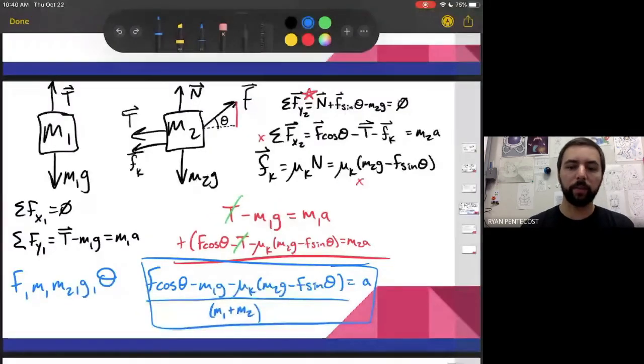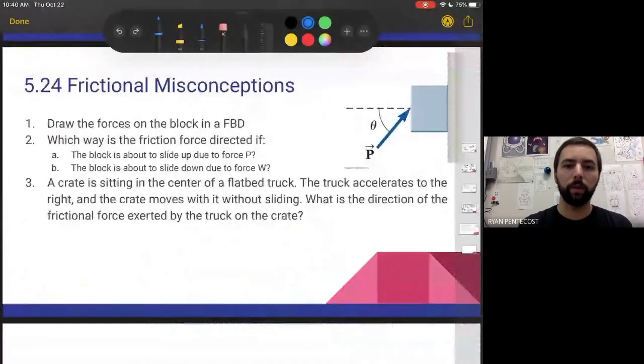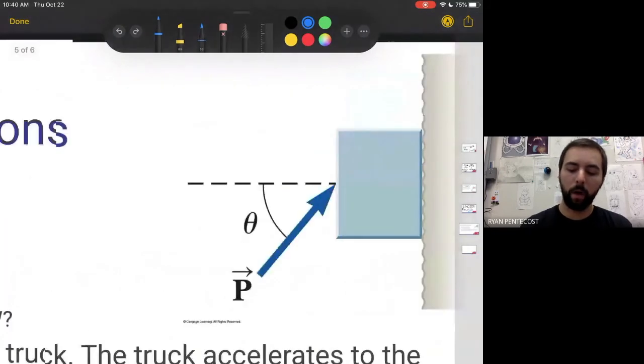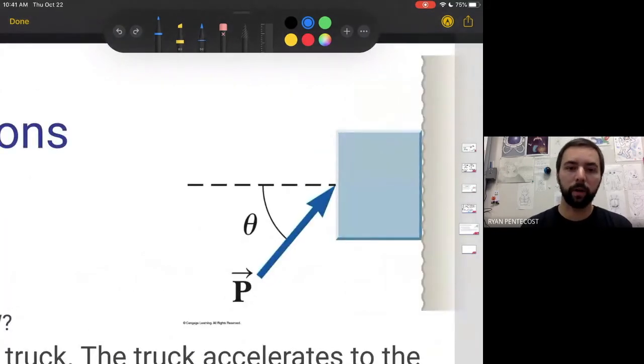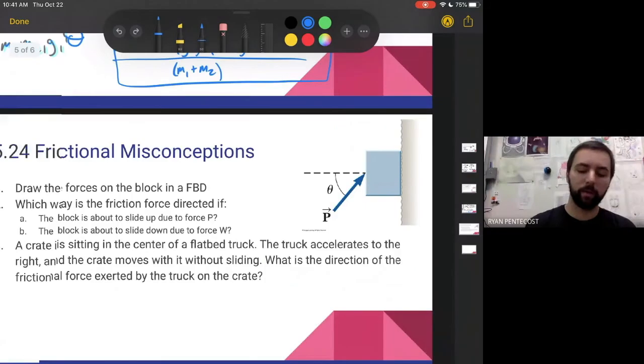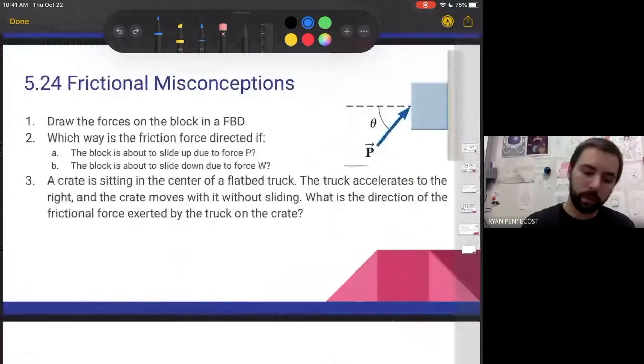All right, last one we have is frictional misconceptions. So we have this force P pushing upward at an angle theta relative to the horizontal on a block that seems to have this wall that has friction on it, right? Now, let's draw the forces on the block in a free body diagram. So let's do that right here.